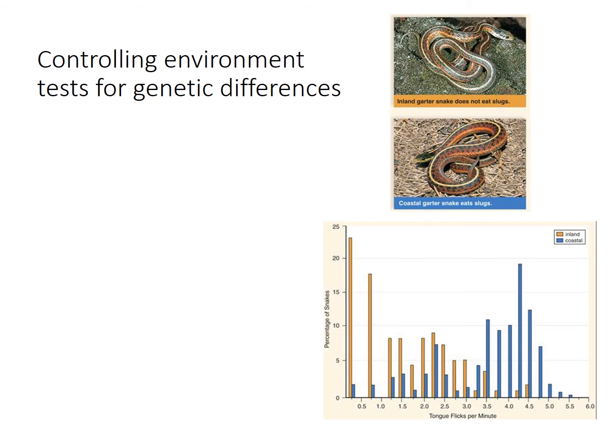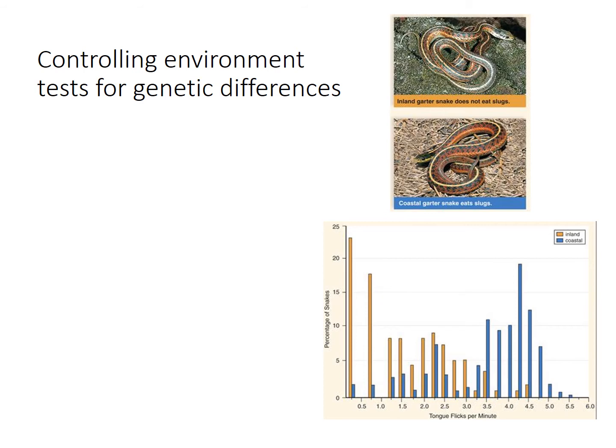Now I want to show you here, on this graph we've got the percentage of snakes and their tongue flicks per minute. So a tongue flick is thought to be like a response to the stimulus of the scent of their preferred prey. So notice that we have many more snakes flicking their tongue when they're given a stimulus of the scent of slugs in the coastal population than in the inland population.